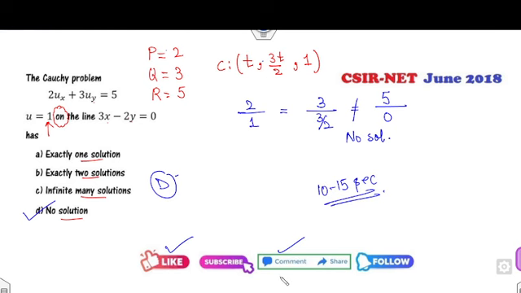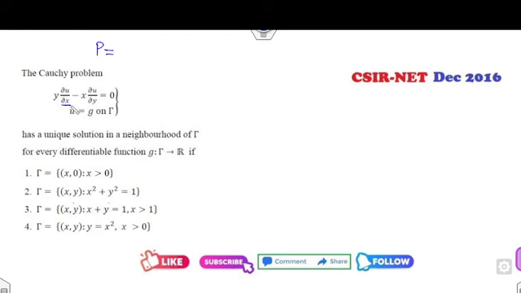Again, this is the Cauchy problem. So what is the P? P is the coefficient of the del u by del x. Q is the coefficient of the del u by del y. R is my 0, where u is equal to g and it has a unique solution. Check whether the condition is given to you. Yes, the condition is given to you. So then, can you define the curve on this C? X can be any number which is greater than 0 and y is always 0.